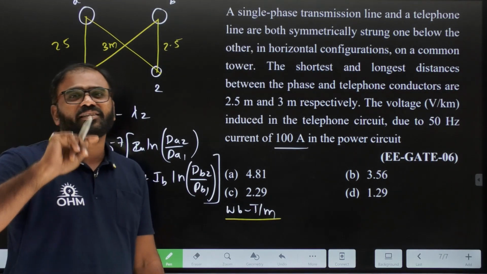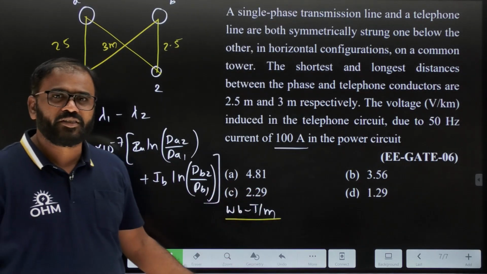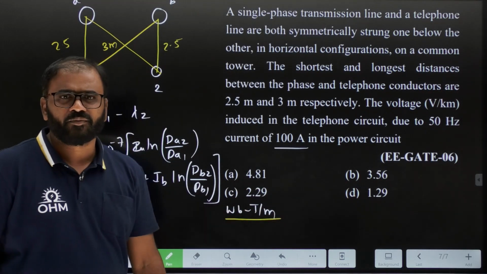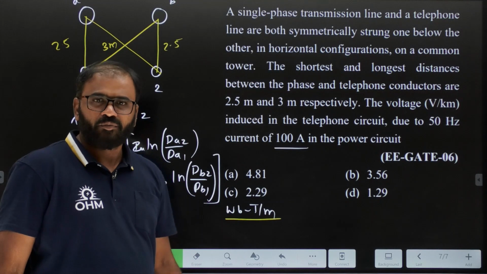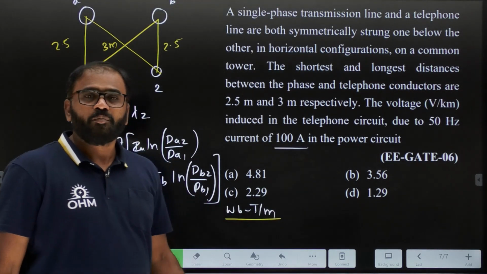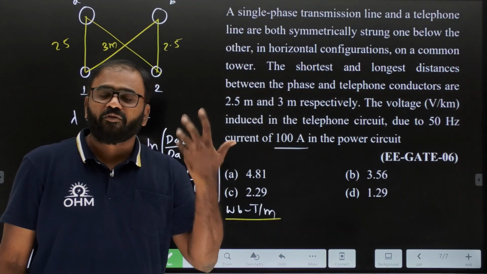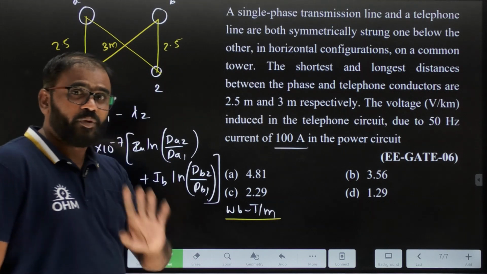Especially in numerical answer type questions, there is no feedback. If you make a mistake with the units, you may get a wrong answer, and in an MCQ that option may not be among the four options, so you can check where you committed the mistake. But in a numerical answer type question, whatever final answer you get, there is no feedback for correction, correct or not? That's why you should be very careful.